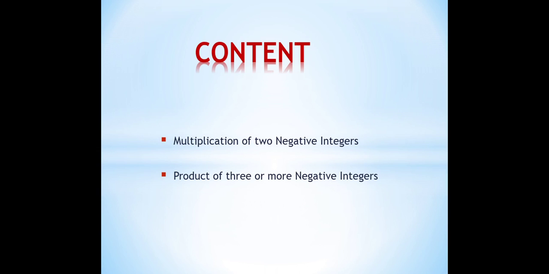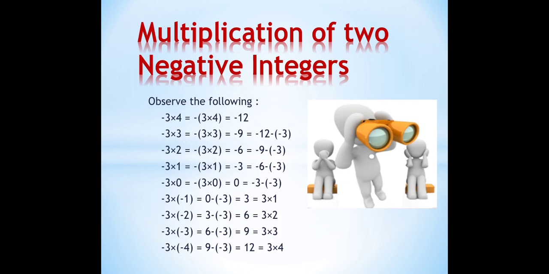So here, students, I will cover multiplication of two negative integers and the product of three or more negative integers. Students, observe the following pattern, as we have seen this earlier in our previous session. Let's see once again. Just observe this pattern.